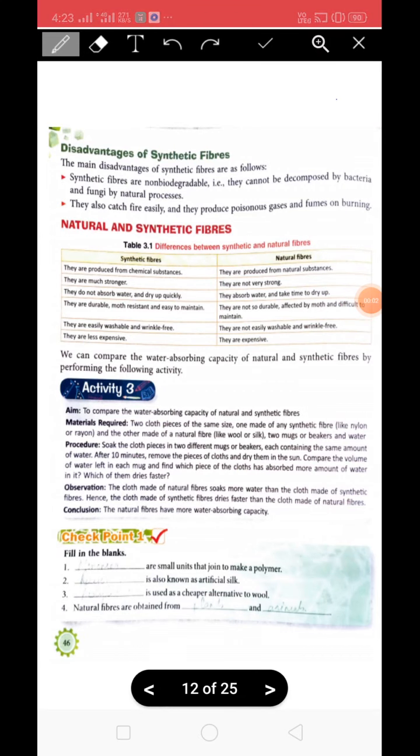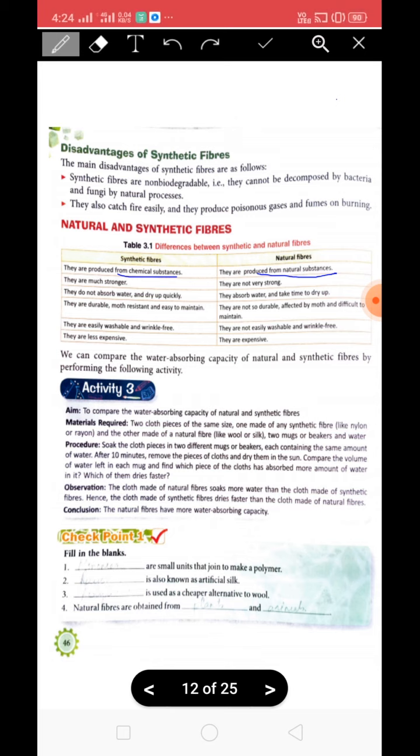First point is they are produced from chemical substances, whereas natural fibers are obtained from natural substances like plants and animals. Understood? We synthesize synthetic fiber in a factory, whereas we get natural fiber from plant sources and animal sources.